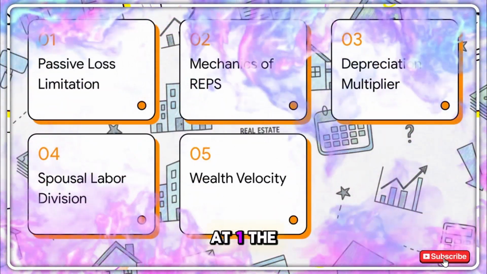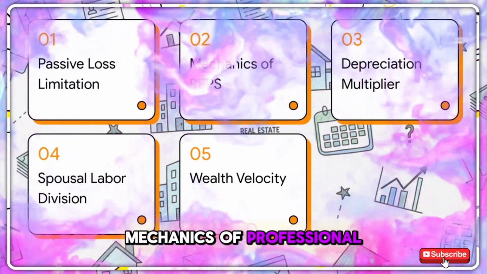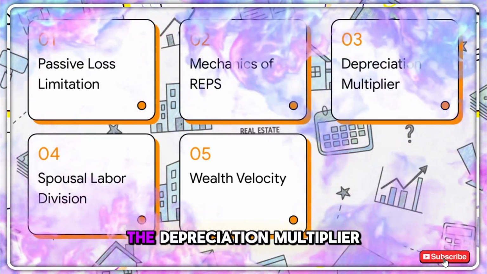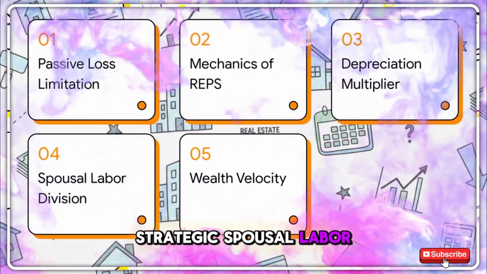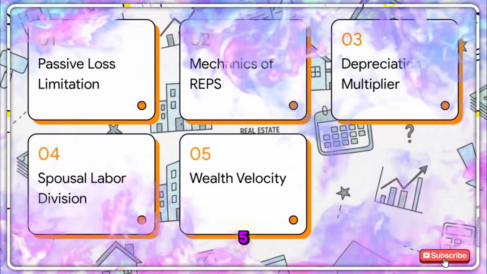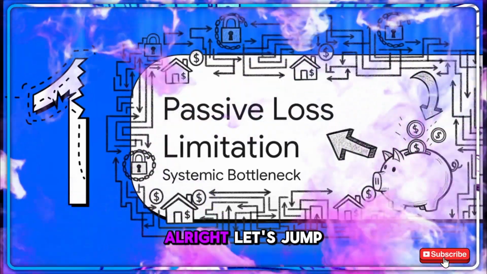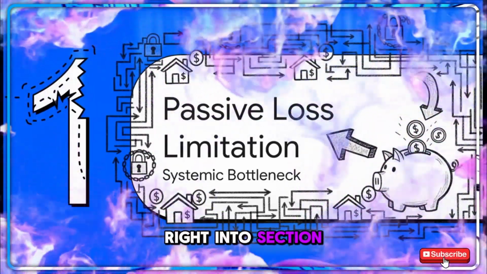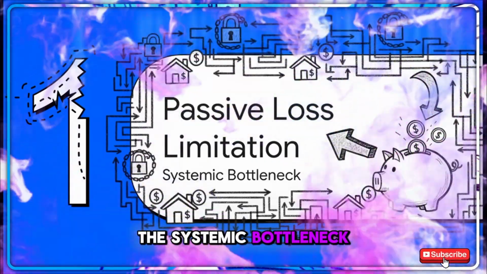We'll be looking at 1. The passive loss limitation, 2. Mechanics of professional status, 3. The depreciation multiplier effect, 4. Strategic spousal labor division, and finally, 5. Accelerating net wealth velocity. All right, let's jump right into Section 1, the passive loss limitation, the systemic bottleneck.